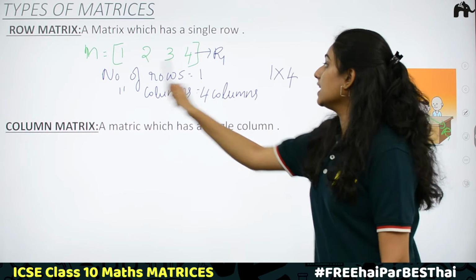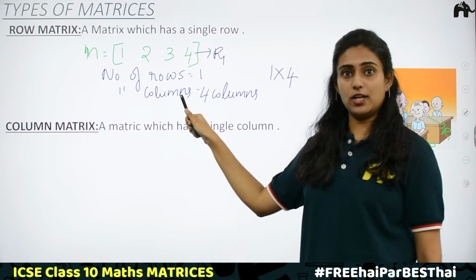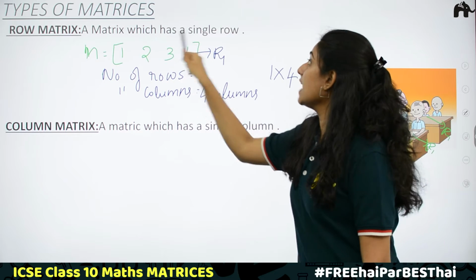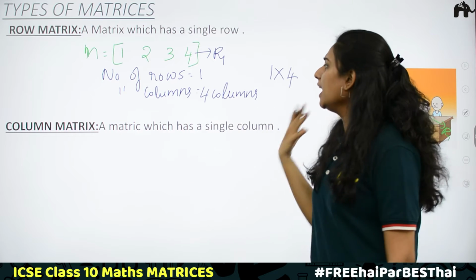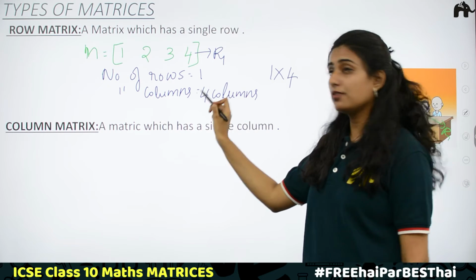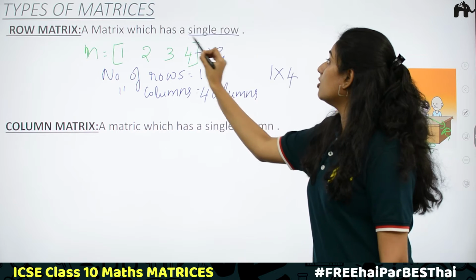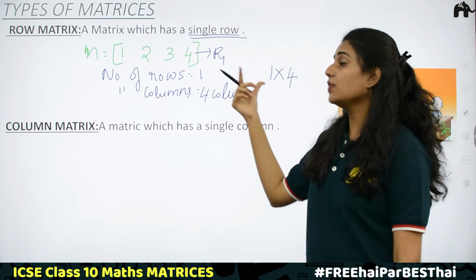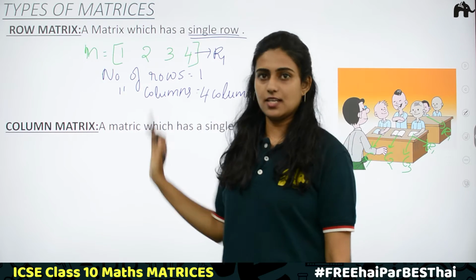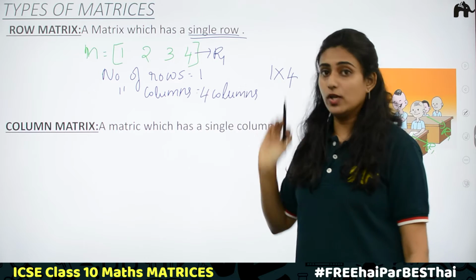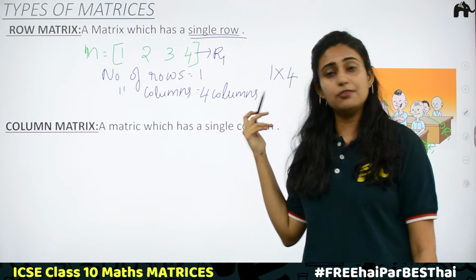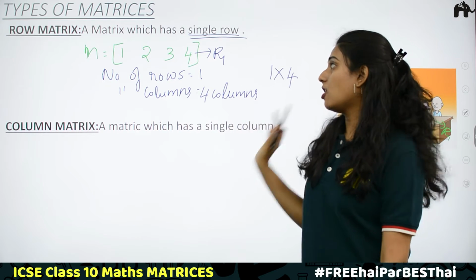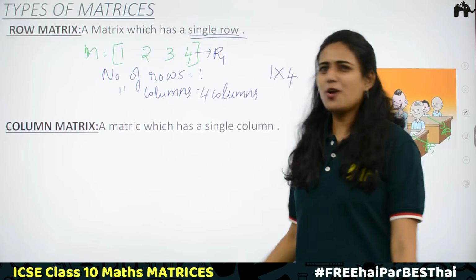In this case, here we know the number of rows is equal to 1. So, a matrix which has a single row. Number of columns can be plural. That is, it can be any number of columns, but the number of rows should be 1. Only a single row. In that case, we call the matrix a row matrix. If the number of rows is equal to 1 and the column number can either be 1, can be 2, 3, 4, etc., the matrix is called a row matrix. Then what about column matrix?